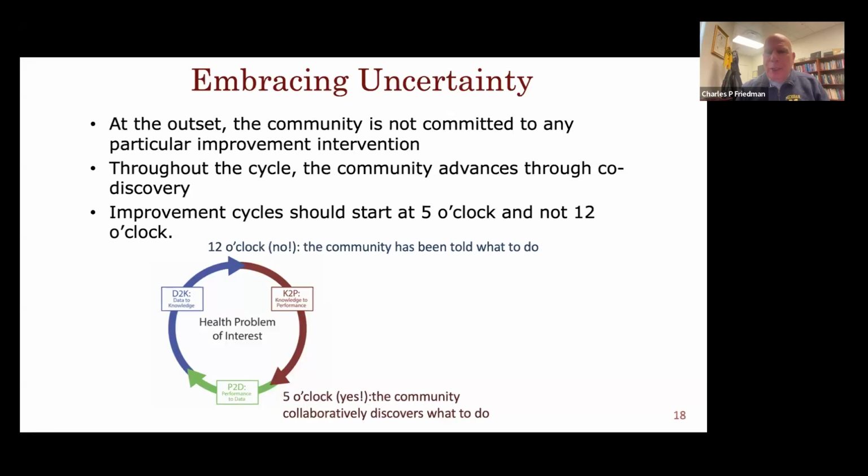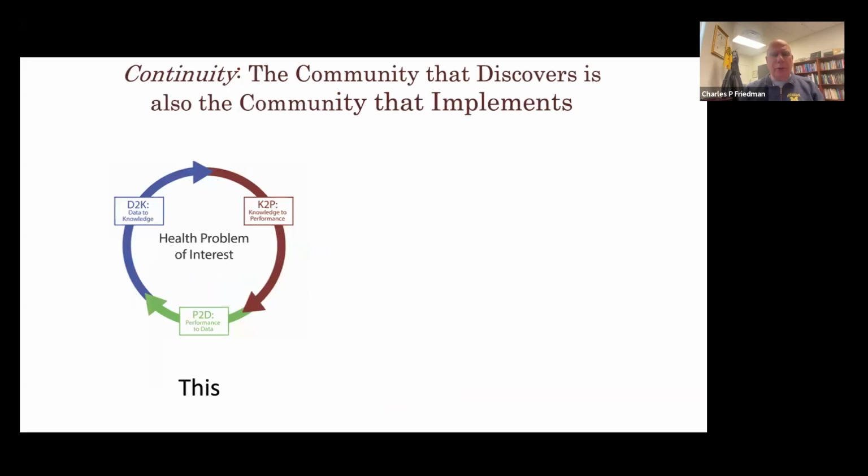So throughout the cycle, the community advances by discovering together, and it follows that one of these cycles, if done according to these precepts, will begin down here at 5 o'clock and commence with studying what's going on now, analyzing those data, and so forth, beginning here and not here at 12 o'clock, where the community has been told what to do and comes into action, having been given orders to do this or do it this way, or maybe both do this and do it this way. This is not executing the marriage as conceived as a core idea of a learning health system.